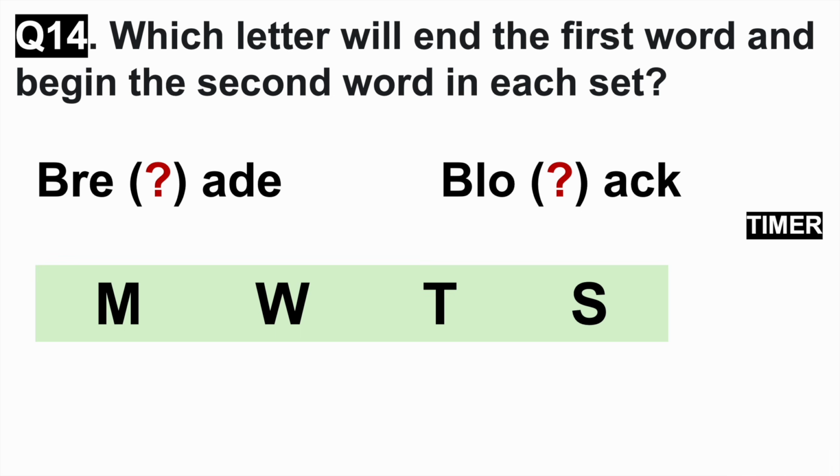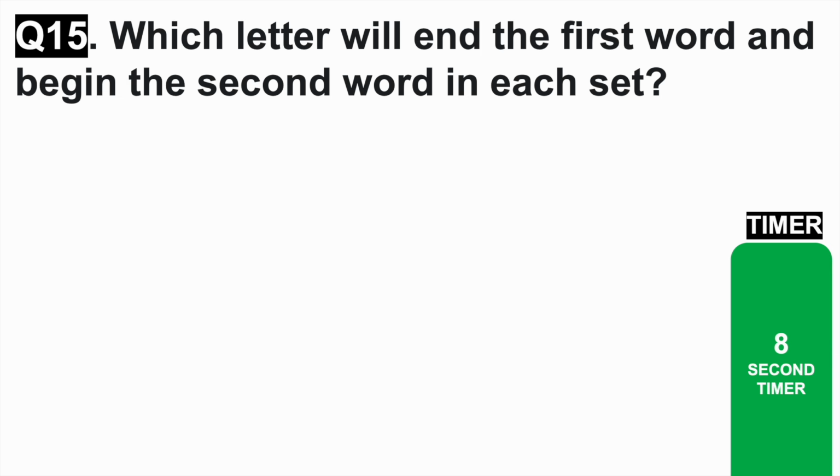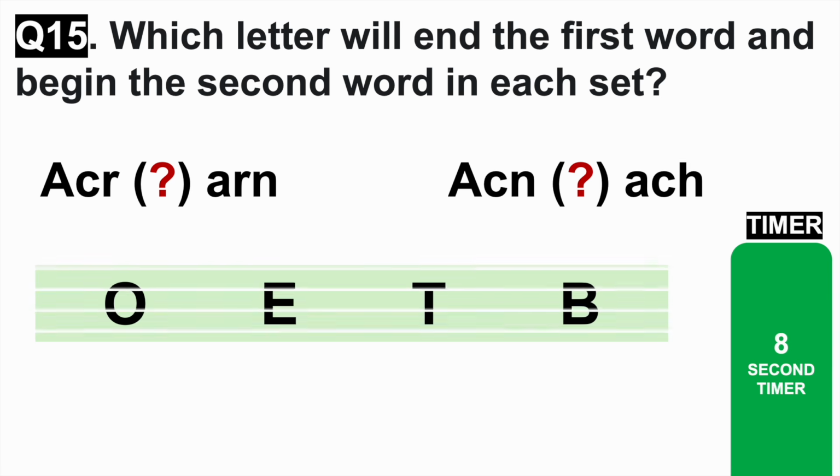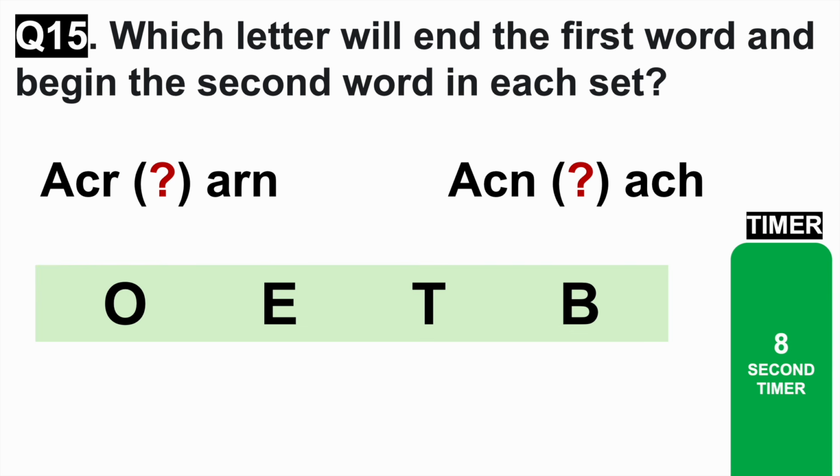Please try 2 more. English language test question 15. Which letter will end the first word and begin the second word in each set? Is it O, E, T, or B? Here is your 8-second timer.